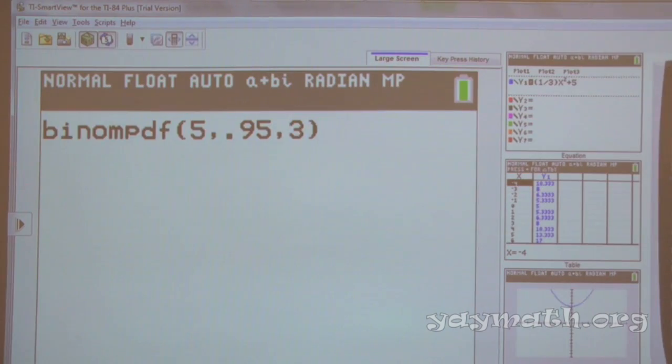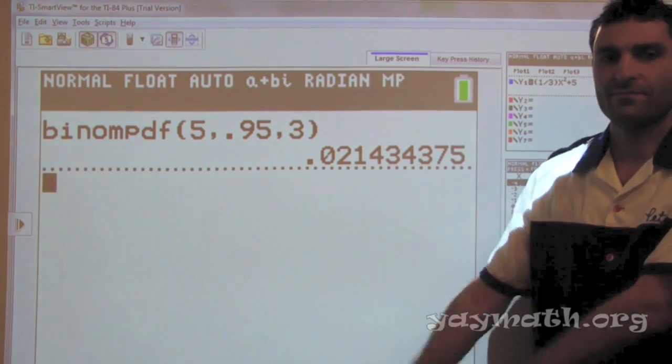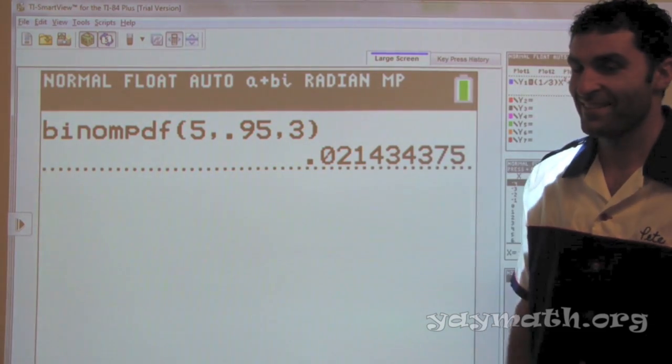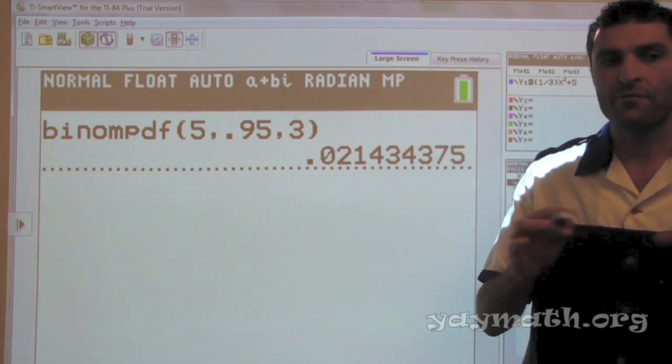And we hit enter. Whoa. Very cool. That's so exciting. It's very exciting because you don't have to deal with the whole lengthy formula.